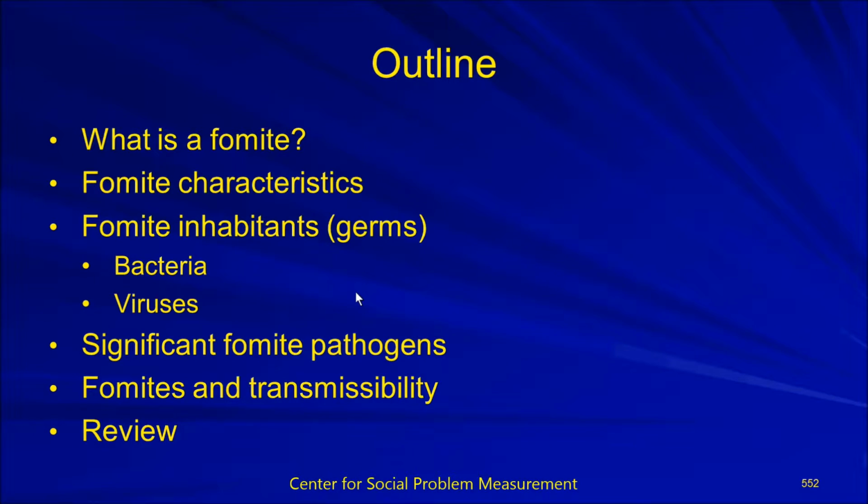Then we'll go over some fomite characteristics, things that are pertinent and would be important for you to know as you go about your daily lives, and you should think about the surroundings around you and what might potentially be on them. We'll talk about fomite inhabitants or germs, what could be living on these objects. I'll cover two important categories, bacteria and viruses, and their significance and relevance for the day and age we live in, and how long they survive on these fomites, and other topics surrounding those issues.